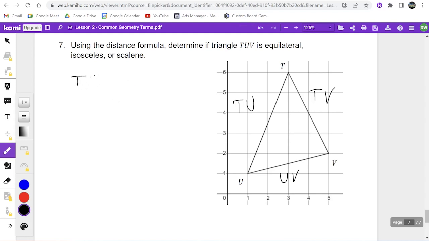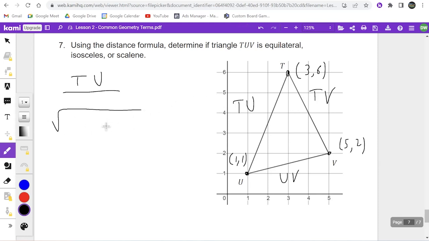First, let's find TU. I'm also going to label these coordinate points. Like for instance, point U is 1, 1, x is 1, y is 1. T is going to be 3, 6 because x is 3 and y is 6. And then the last point here, V, is going to be 5, 2 because x is 5 and y is 2. So now for TU, I'm going to use the distance formula.